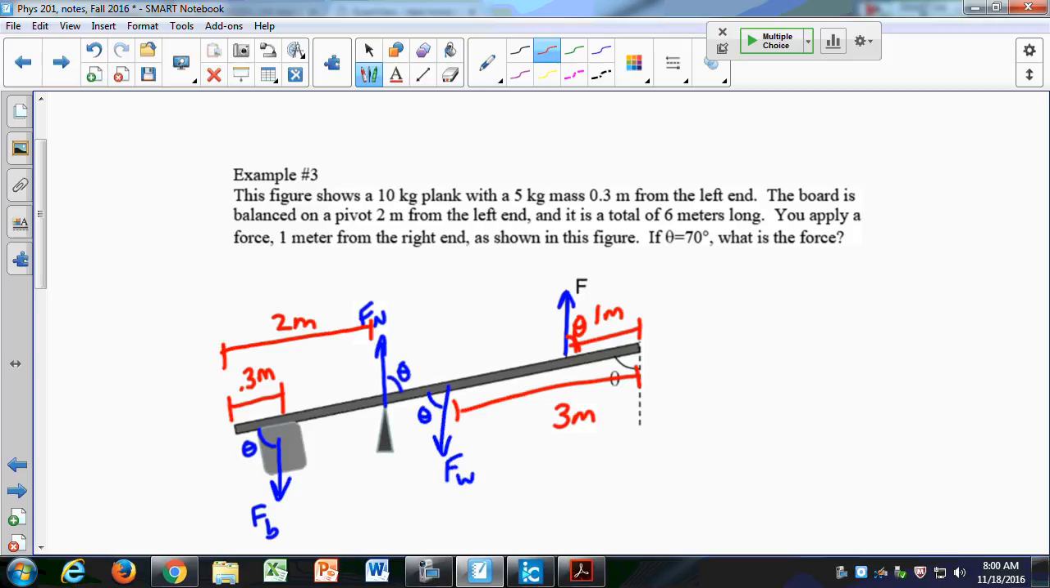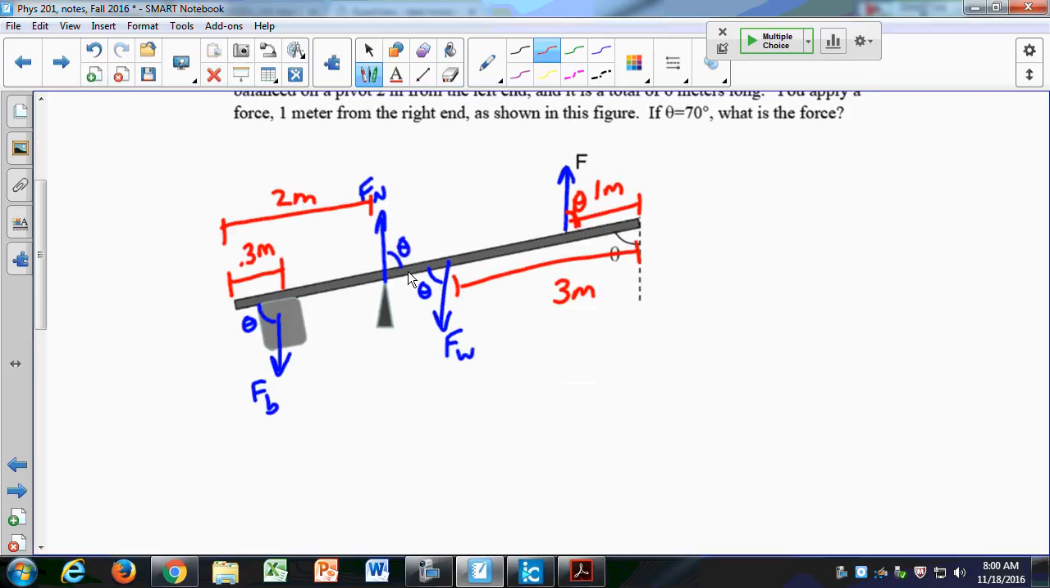Okay? Now I want to do the sum of the forces in the x, sum of the forces in the y. Which forces are in the x direction? Any forces in the x direction in this case? No, there are no forces here. And then the sum of the forces in the y direction, that's going to be Fn plus F minus Fb minus Fw.